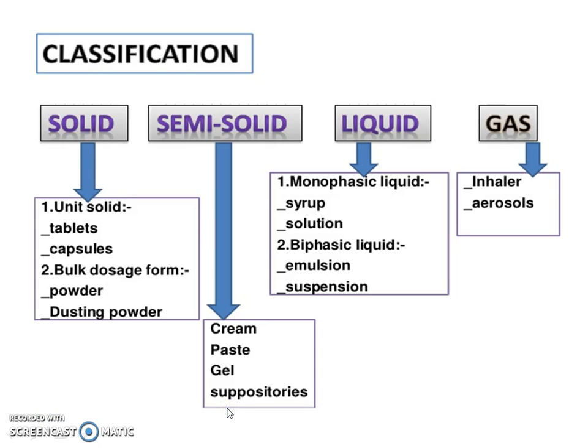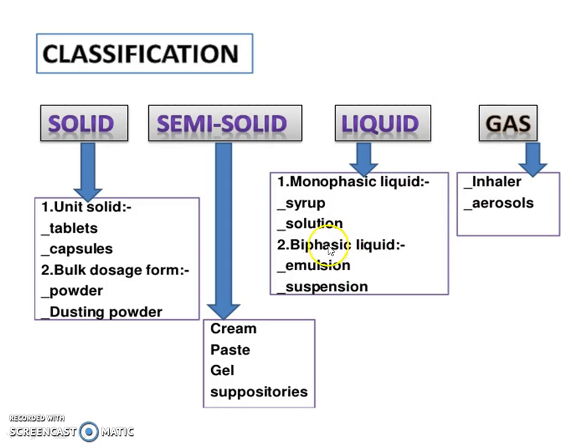Here we have seen a drug molecule. We know that it is the pharmacologically active ingredient in your tablet or syrups. We all know that there are various dosage forms. Here I have discussed them. These are solid, semi-solid, liquid and gases. Under solid comes the unit solid dosage form, which are tablets and capsules. Bulk dosage forms are the powders and dusting powder. Semi-solids are creams, paste, gel and suppositories. And liquids are syrup, solution, emulsion and suspension.